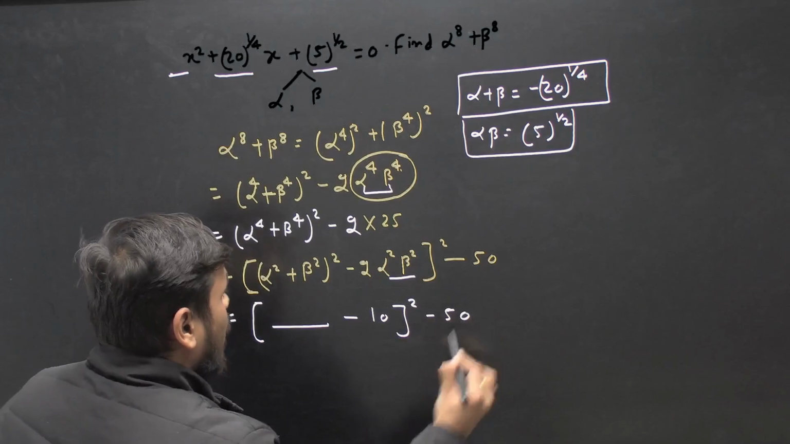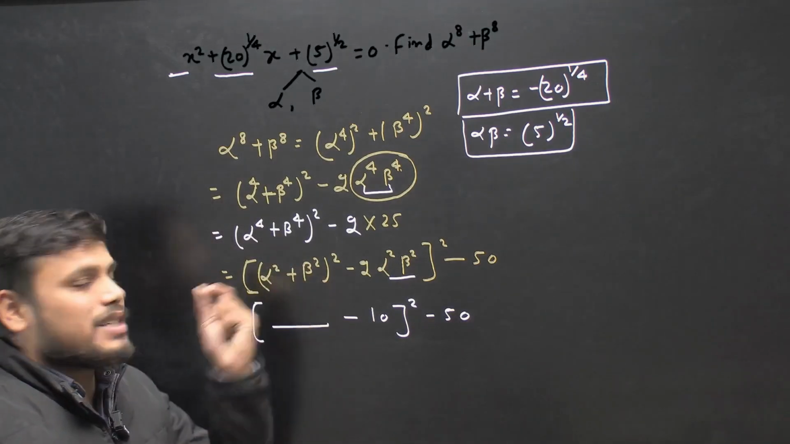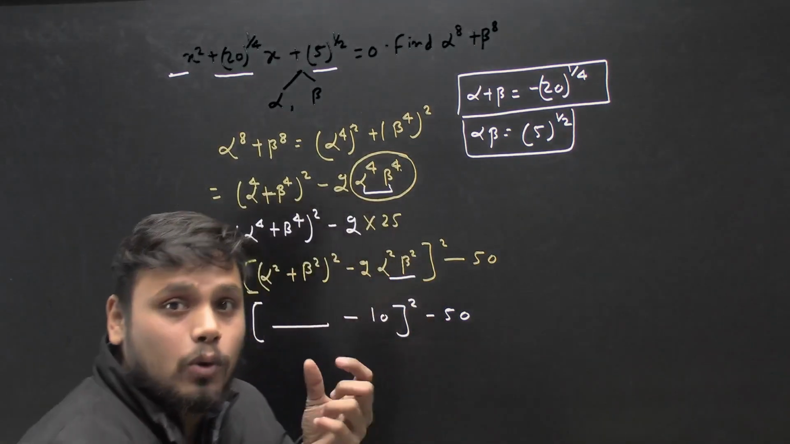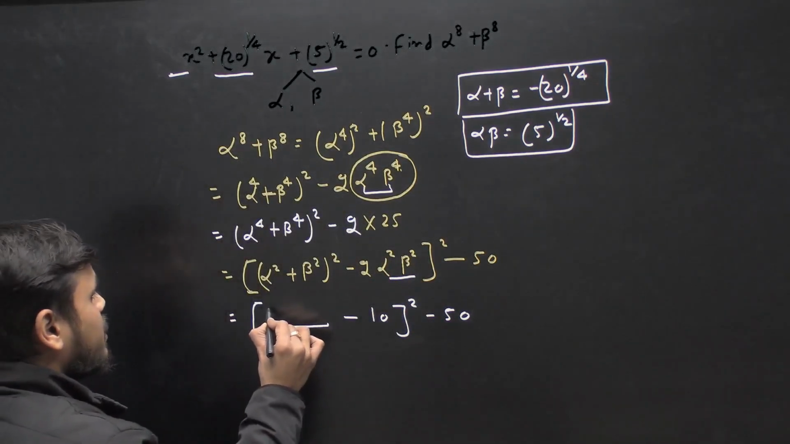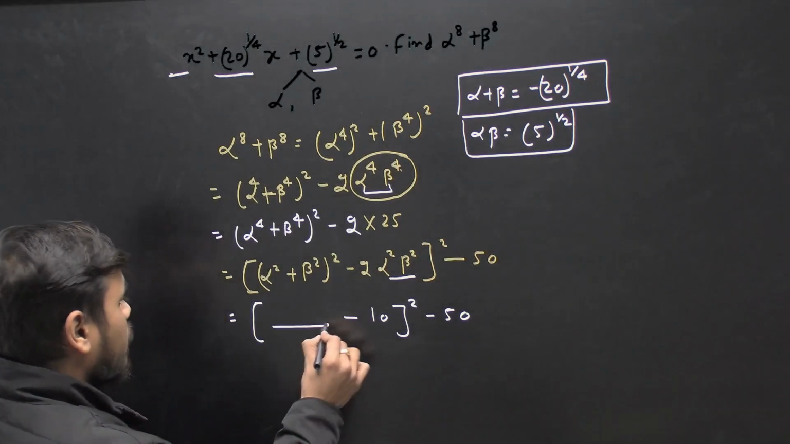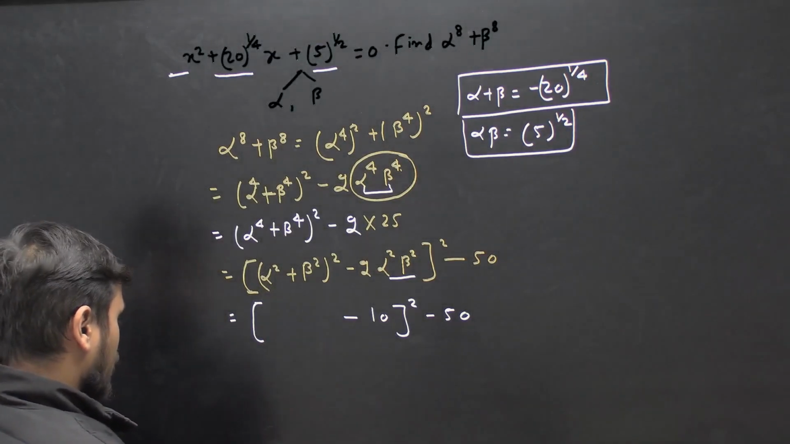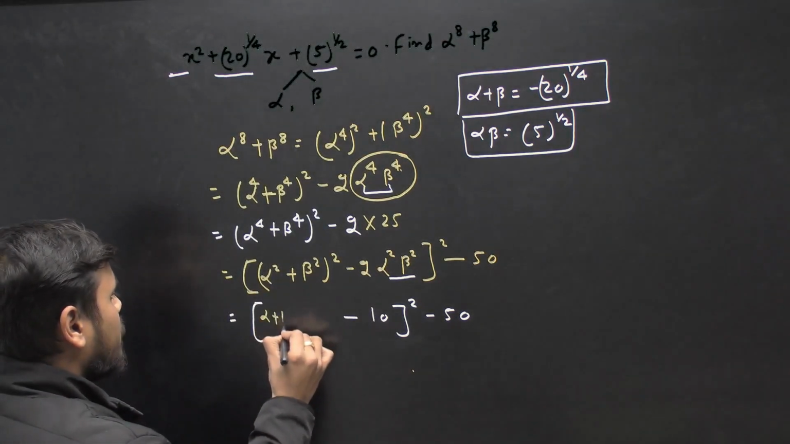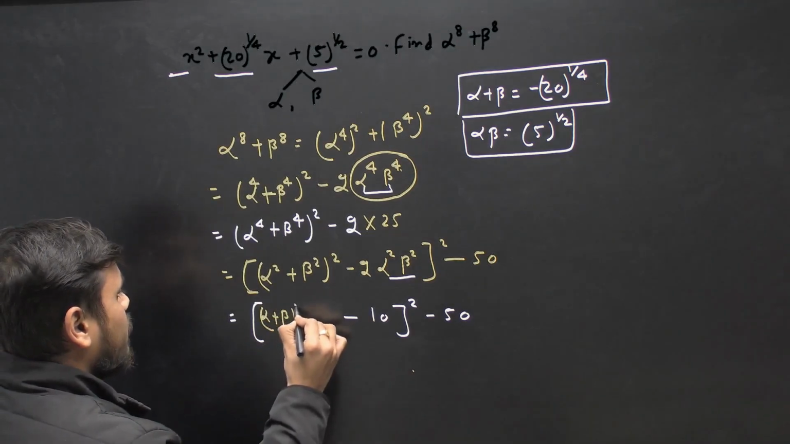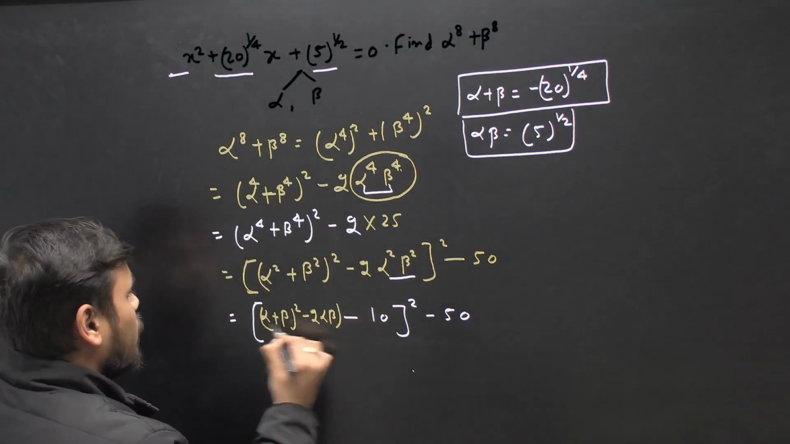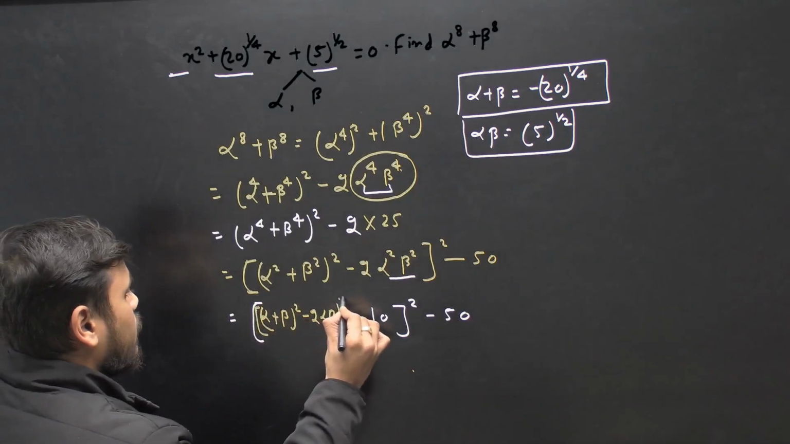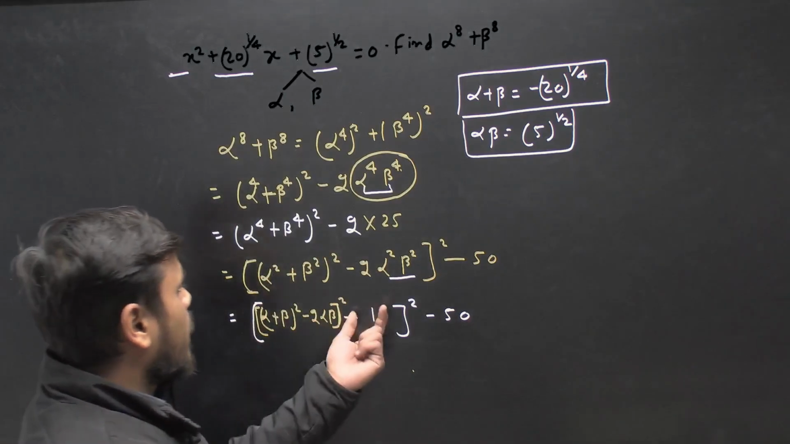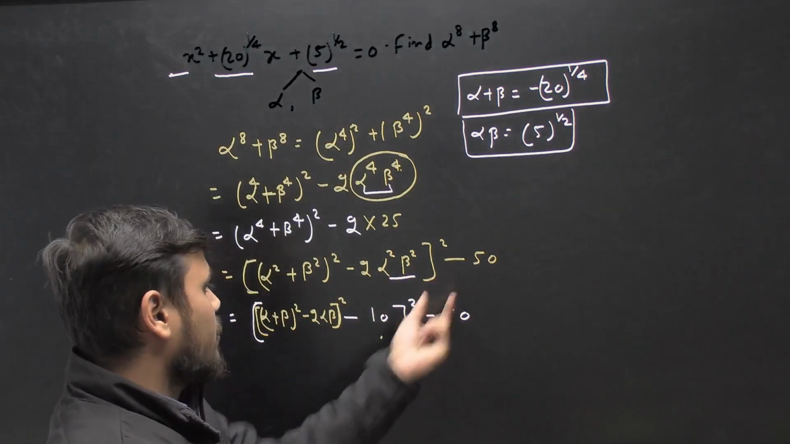minus 50. Now what about this alpha square plus beta square? Again apply the same formula. It can be written as alpha plus beta whole square minus 2 alpha beta. So it is alpha plus beta whole square minus 2 alpha beta, and then there is whole square over this, right? So it is alpha square plus beta square whole square, then we have put its value 10 and minus 50 there.